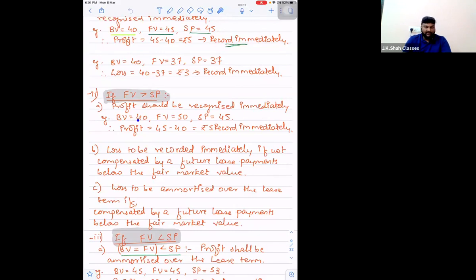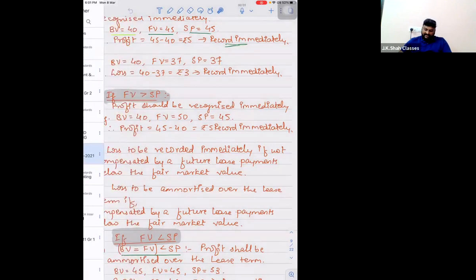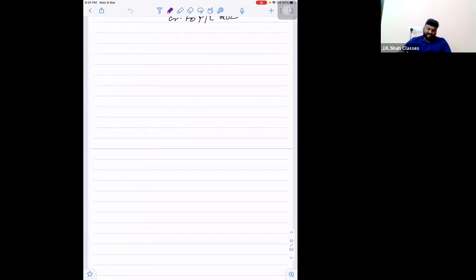Example, book value is 40 rupees, fair value is 50, but we sold at 45. So what will be profit for us? Selling price minus book value. So 45 minus 40, 5 rupees of profit, record immediately. Now, sir, point number B and point number C are with respect to losses. So this is a bit tricky. Please understand. First, I'll do one thing. I'll put a numerical point and then I'll try to give the explanation.